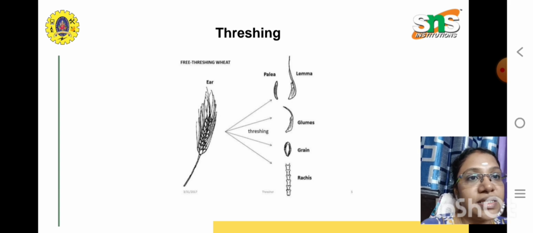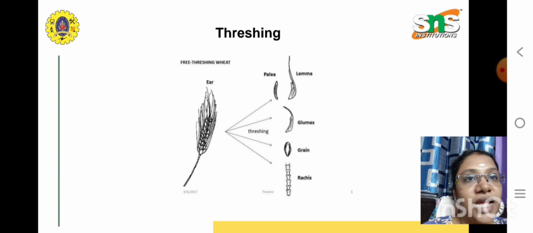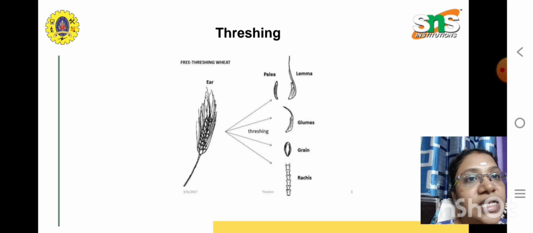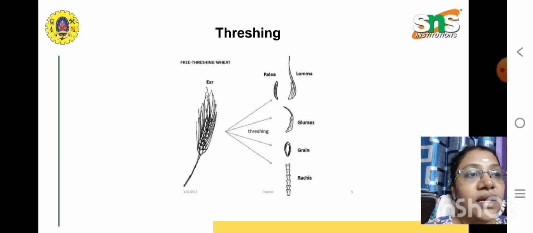So threshing is, like we can see in the image itself, if we take a wheat crop, after threshing the outer portions that are adhered to the grain are separated. That is, the grain is being separated from rachis, glumes, lemma, and palea. These are the different layers that are present outside the grain.